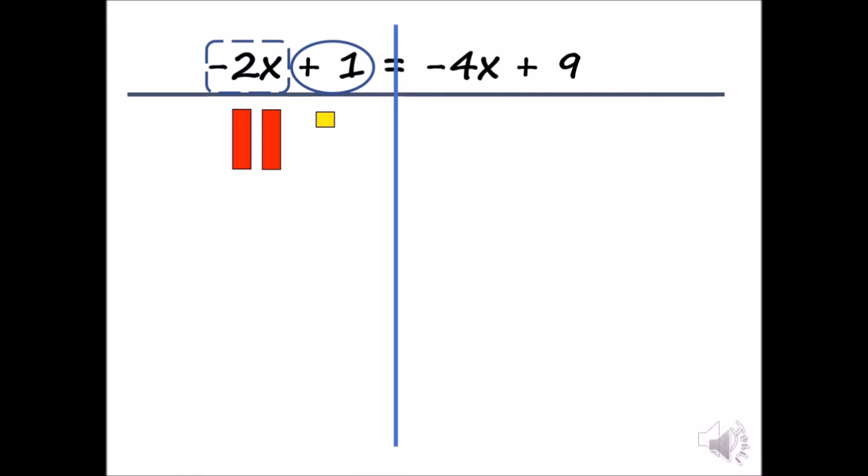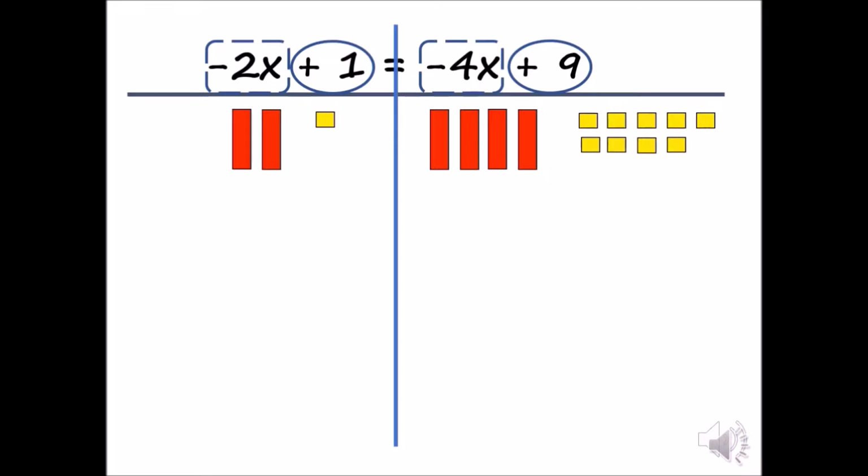On the right side, for negative 4x, we will use four negative x's. And for positive 9, we will again use yellow tiles, 9 constant square tiles. Our first step is always to look on either side of the equation to see if there are like groups or like terms that we can combine.